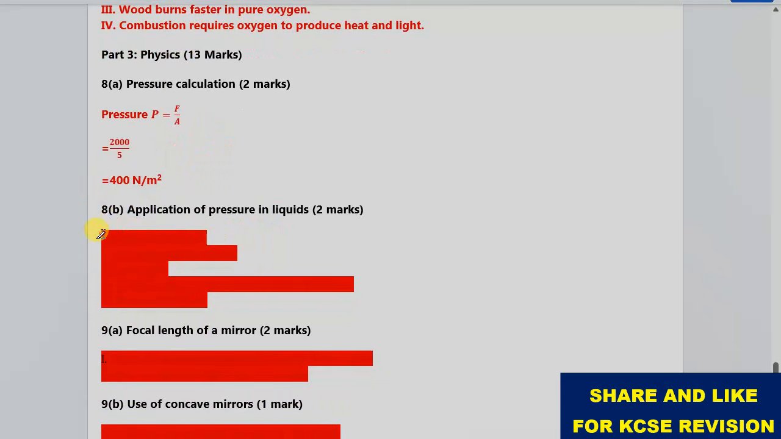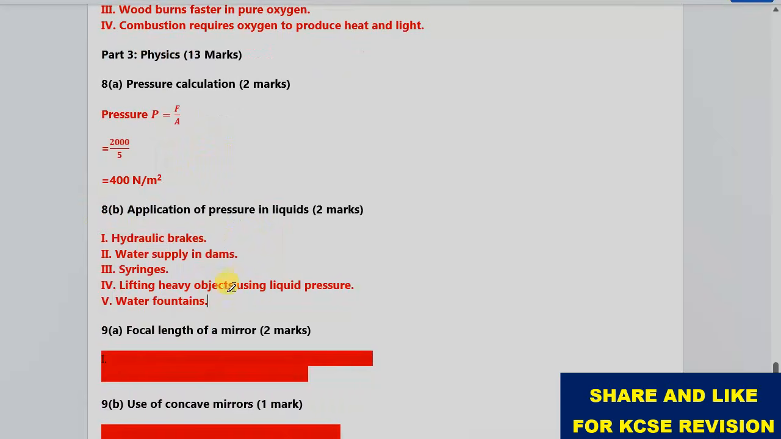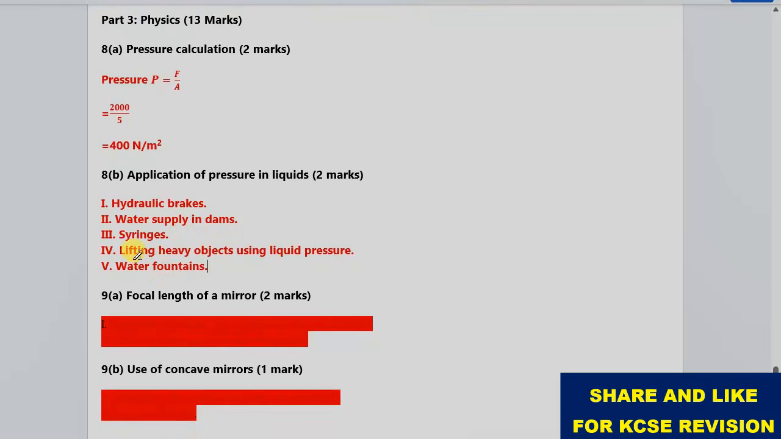Applications of pressure: it is used in hydraulic brakes, water supply in dams, lifting heavy objects using liquid pressure, water fountains.